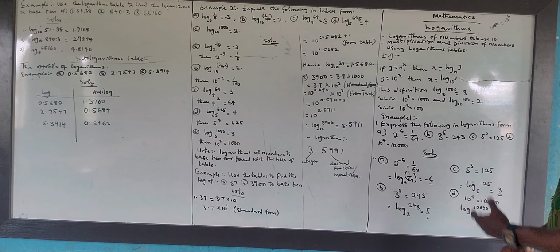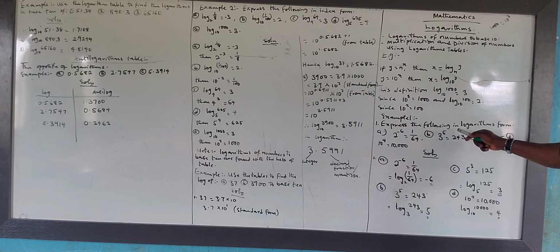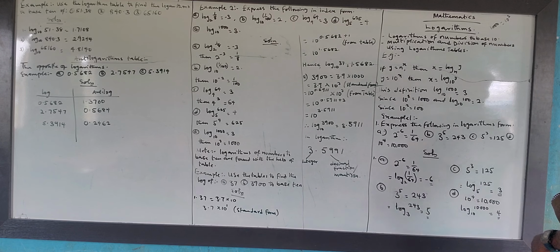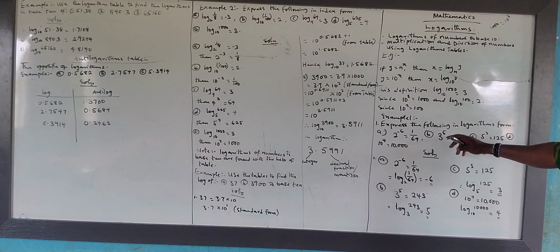Now, example. Express the following in logarithm form. A, we have 2 raised to power minus 6, which equals 1 over 64. B, 3 raised to power 5, which equals 243. C, 5 raised to power 3, which equals 125. D, 10 raised to power 4, which equals 10,000. So now, how do we solve it?